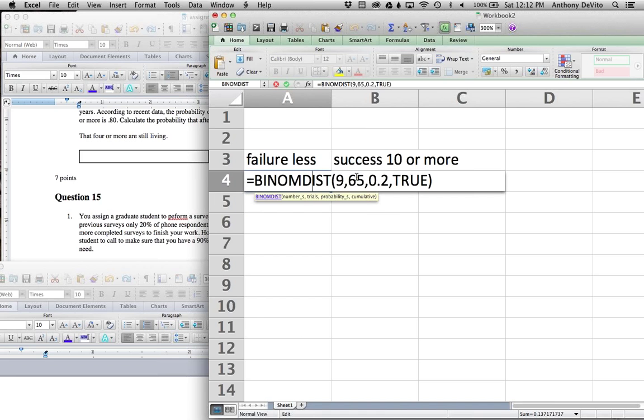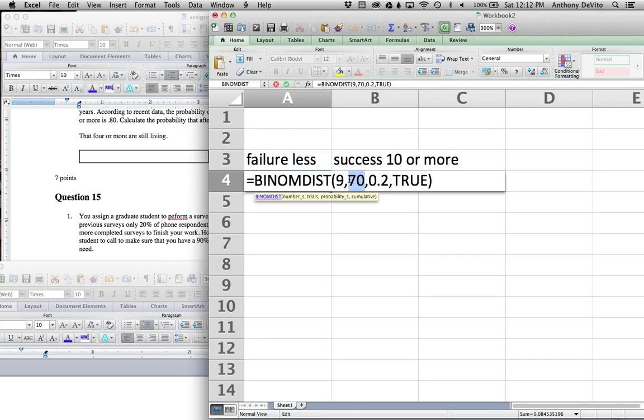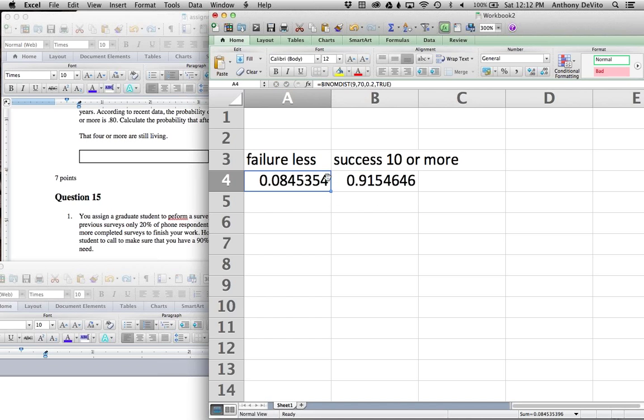So I'm going to click in here again, and let's increase this to 70. And hit enter. Well, now here we are. I'm less than 10% chance of failing, more than 90% chance of succeeding, right? So this satisfies it. If I do my 70 calls, I have a 90% chance that I will get 10 or more completed surveys. In other words, I've got an 8.5% chance that I'll get fewer than 10, and a 91% chance that I'll get 10 or more, right?